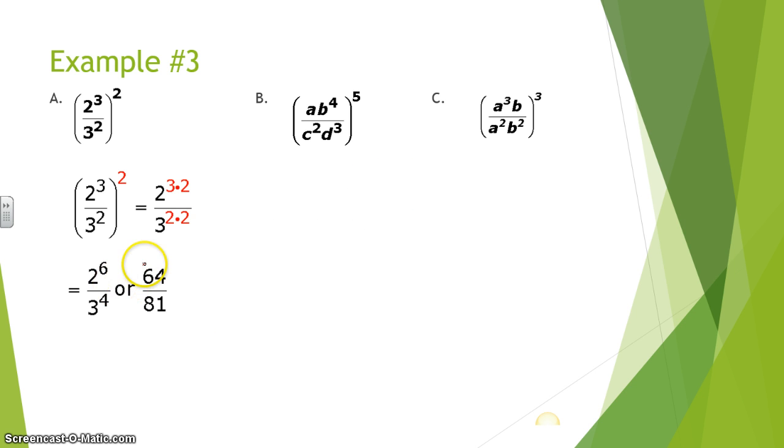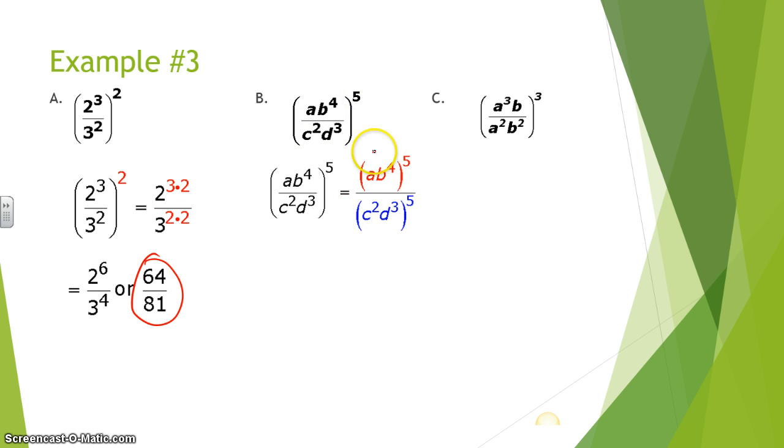And that would be my final answer for A. Now for B, we have (ab^4 / c^2 d^3) raised to the 5th power. So what I'm going to do is I just rewrote this out here for this situation.